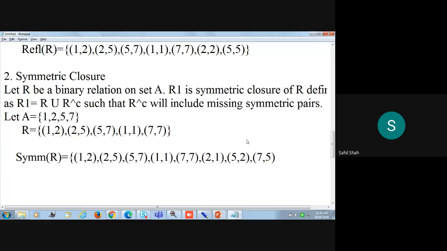Are you waiting? 1 comma 1 itself is symmetric as well as reflexive. 7 comma 7 itself is symmetric as well as reflexive. Remember that we have been asked to compute only the symmetric closure. So we will not be adding 5 comma 5 and 2 comma 2. It is not asked. Only this much. Symmetric closure of R.